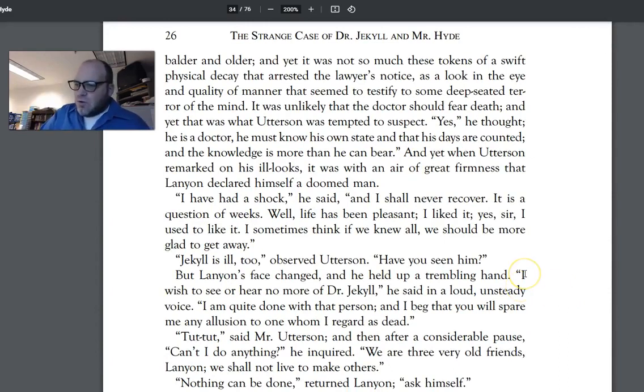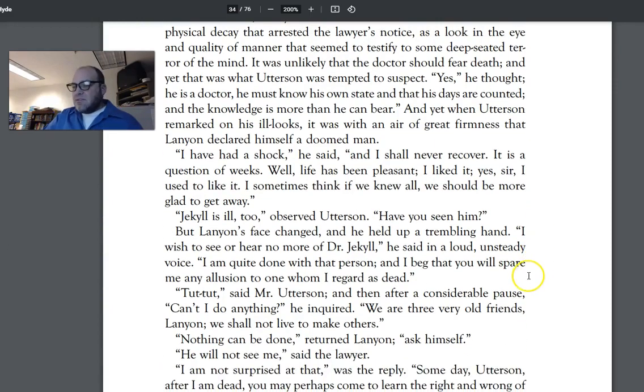I wish to see or hear no more of Dr. Jekyll, he said in a loud, unsteady voice. I am quite done with that person, and I beg that you will spare me any allusion to one whom I regard as dead. Oh, said Mr. Utterson, and then after a considerable pause, Can't I do anything? He inquired. We are 3 very old friends, Lanyon. We shall not live to make others.